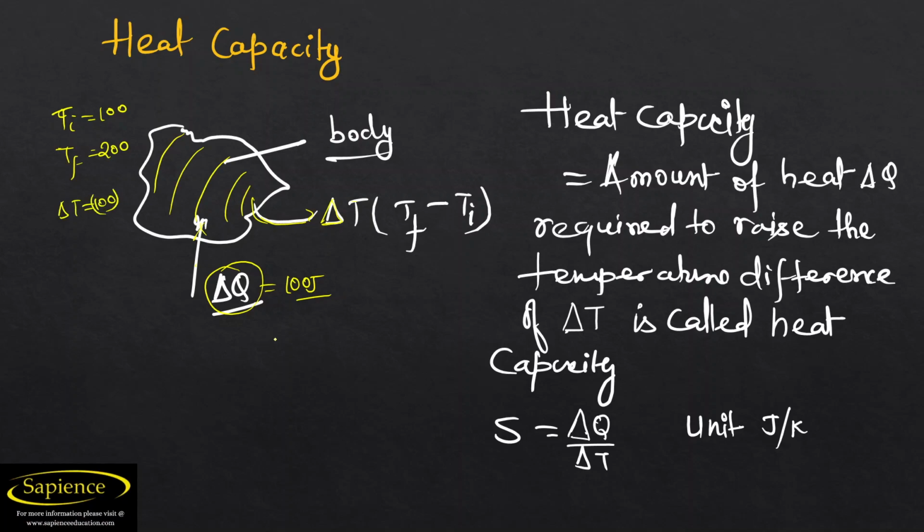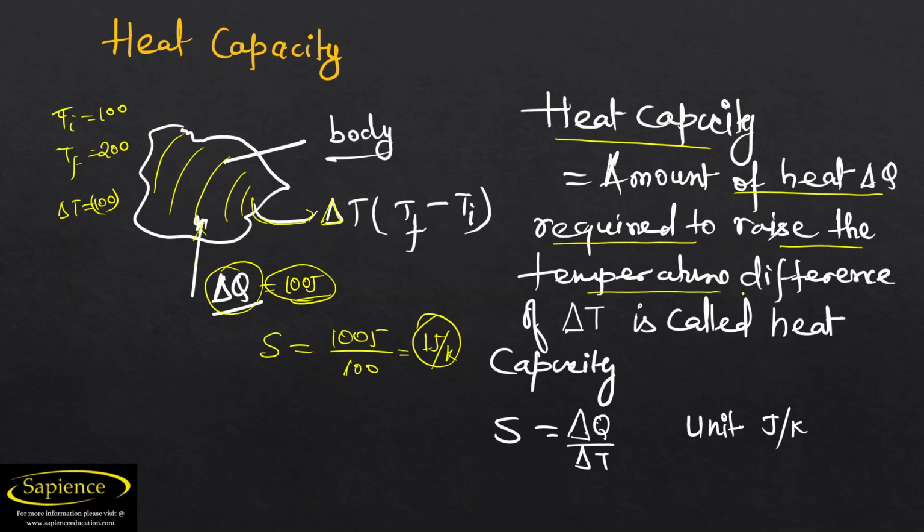So the heat capacity can be defined as the ratio of the heat applied, that is 100 joule, divided by the temperature difference, that is equal to 100. So the body has 1 joule per Kelvin. This is the heat capacity. So heat capacity is the amount of heat del Q required to raise the temperature by delta T. Heat capacity is denoted as capital S, and the unit is joule per Kelvin. I hope you have understood this.